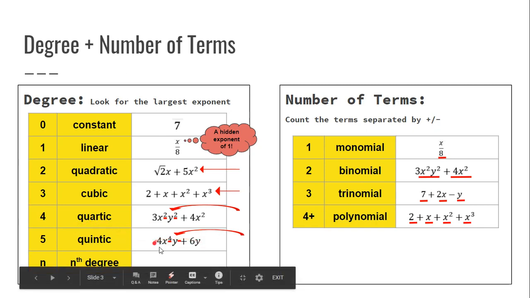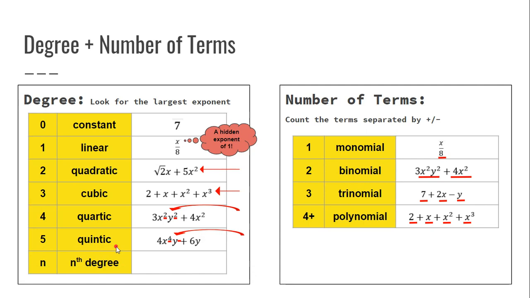The next one, again, I wanted to do one that was a little bit different. This also has a term with an x and a y. The x has an exponent of 4, and the y has one of those hidden 1 exponents. So together, the exponents would add to 5. So this would be considered a quintic polynomial, or a degree of 5.